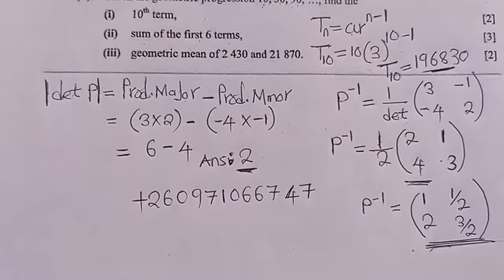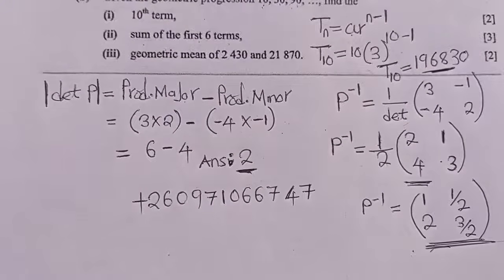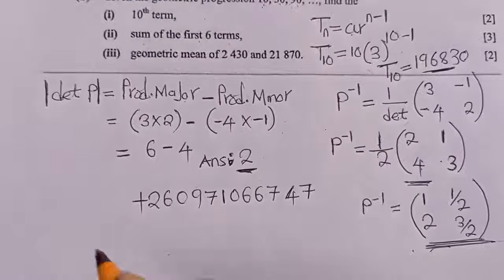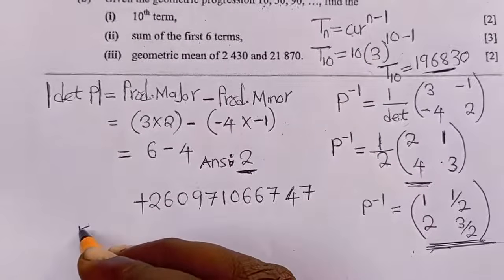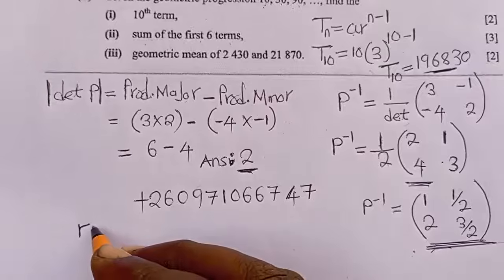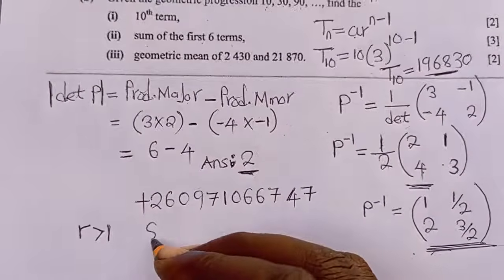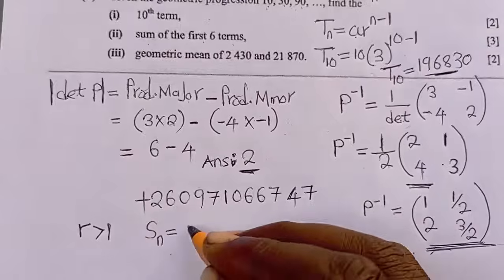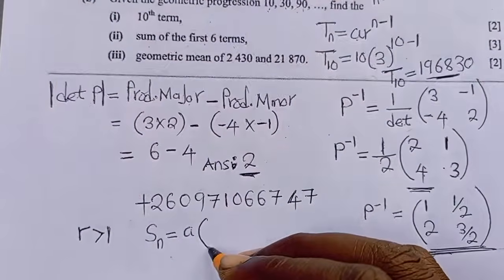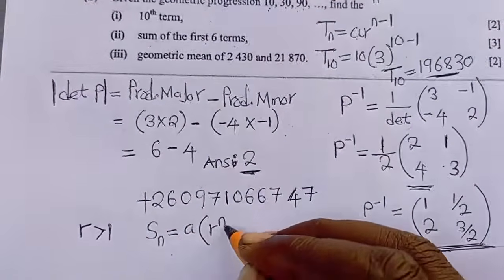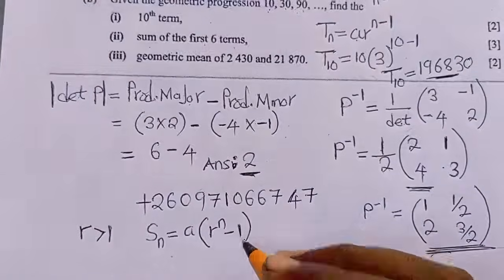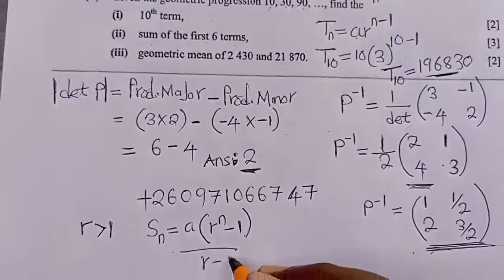So for the sum, we look at the common ratio. If the common ratio is greater than 1, I want you to understand, the formula you are going to use is this: a times common ratio to the power n minus 1, over r minus 1.